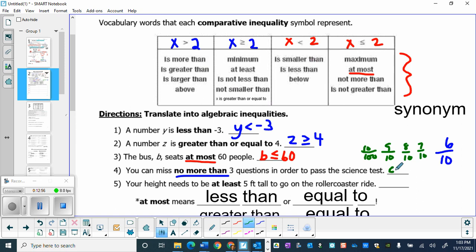So you can miss no more than 3 questions in order to pass the test. So the number of questions that you can miss is not more than, so it has to be less than or equal to 3 questions. You can miss 1, 2, or 3 questions and you'll still have passed.